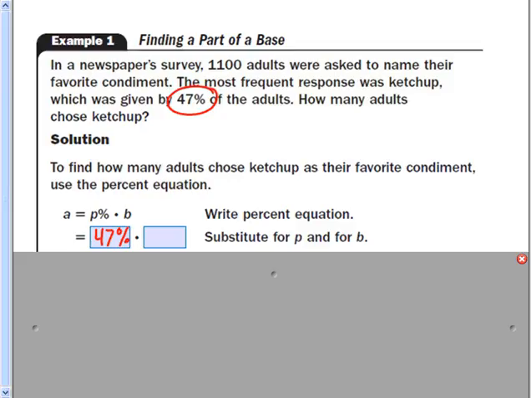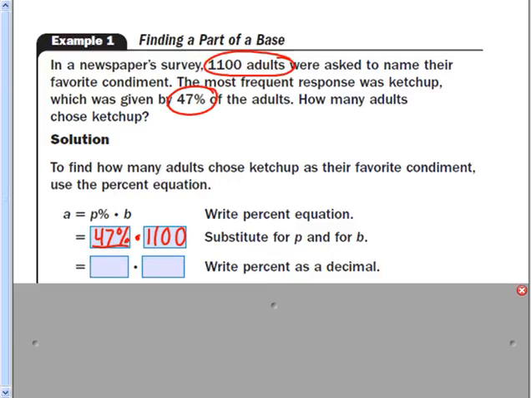And we need to know what's the base, what's the whole. Now we know that all the adults in the survey, there were 1,100 of them. So that's the whole group of adults surveyed. So that's our base, or the B, within the equation. We also know that we're looking for 47% of 1,100. It's got to make sense within that context.